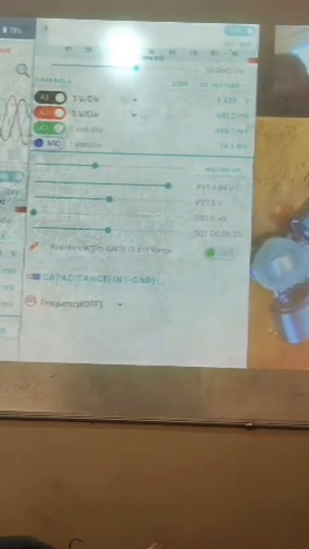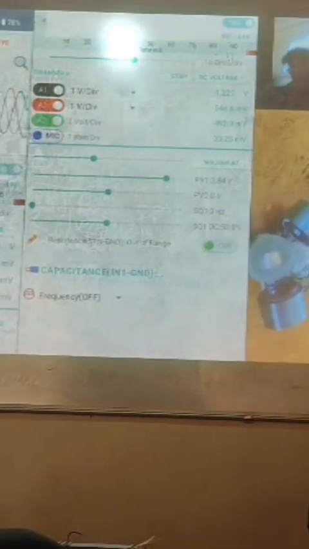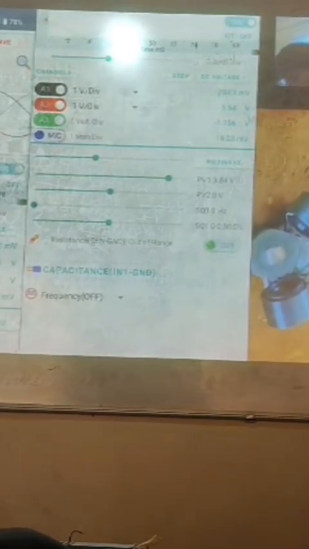What is the phase shift between these two signals? How many degrees should it be? 120, because the coils are also at 120. And the third coil, I'll connect to A3. And I also need to enable A3. So now I have three signals which are 120 degrees apart. So let me enable sine fit.